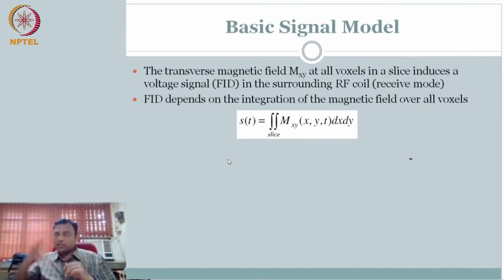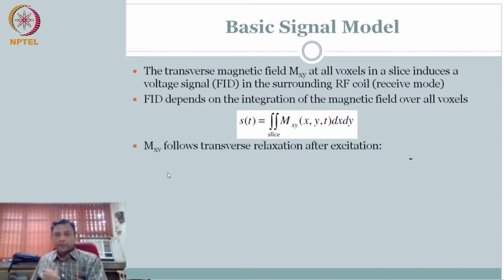What we know from before is the signal comes from the transverse component MXY. When this transverse component spins, you have a coil, you get the free induction decay voltage signal, correct? So our S of t, the signal that we are receiving, is coming from MXY of t from the whole slice. So the whole slice is contributing, whichever got excited. Your S of t is a net from this whole slice of your MXY component from different locations, right? So what is this MXY? The MXY is the transverse component.